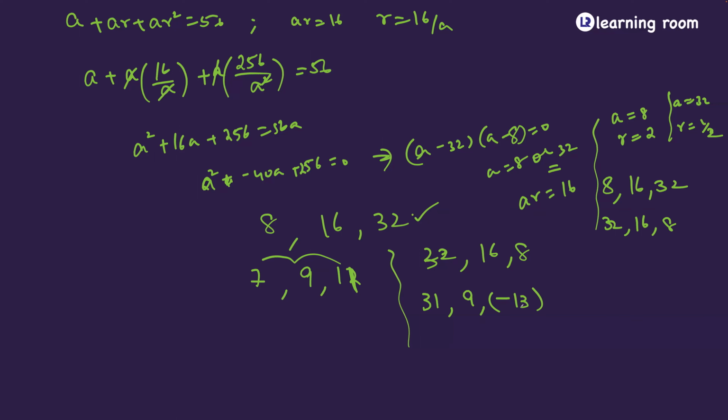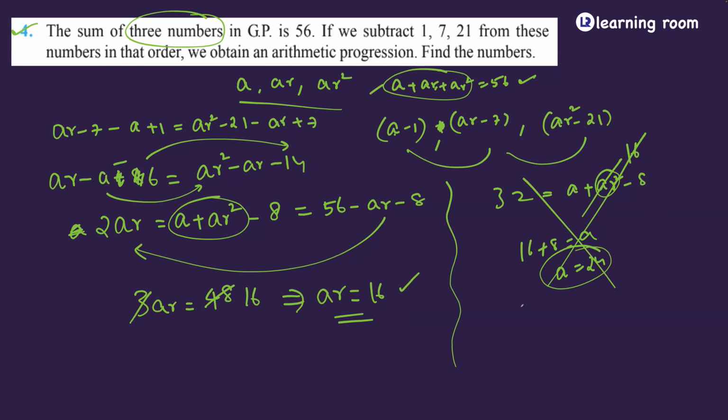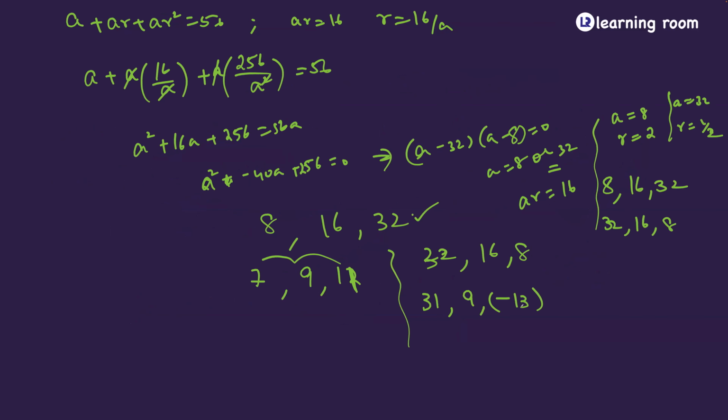So both are possible. So what are the numbers? The numbers are just 8, 16, and 32. That's it. You either write it as 8, 16, 32 or the reverse order, 32. But 16 should be in the middle. No, 16 is coming in the middle. Yes. Read the question carefully. They didn't say anything related to it. No, if you subtract, nothing is mentioned. So both are working. Right?